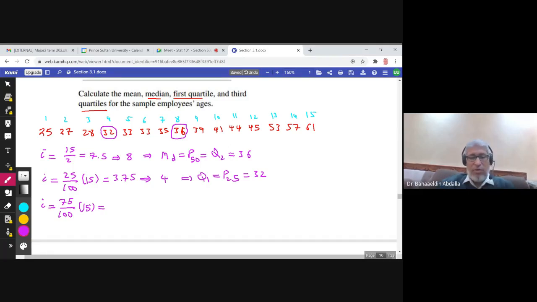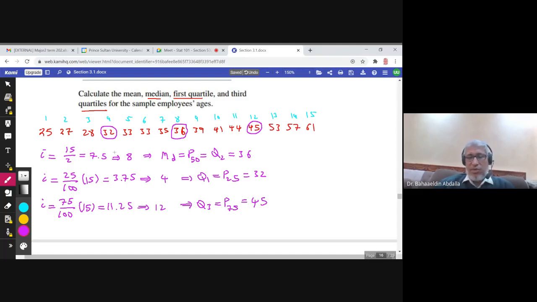It is 11.25. It is not an integer. I round up to 12. So the position of Q3, which is the 75th percentile, is the 12th position, the number in the 12th position, which is 45.